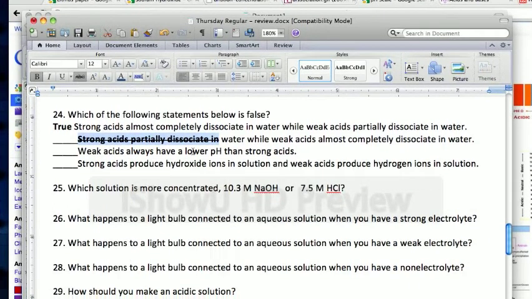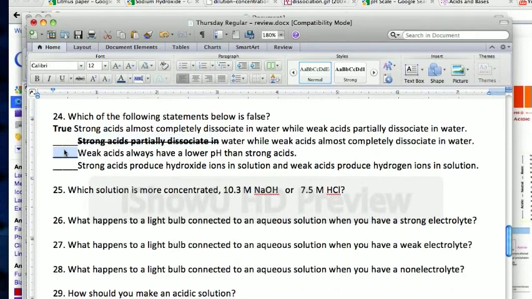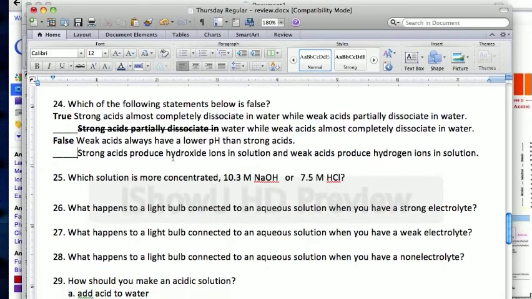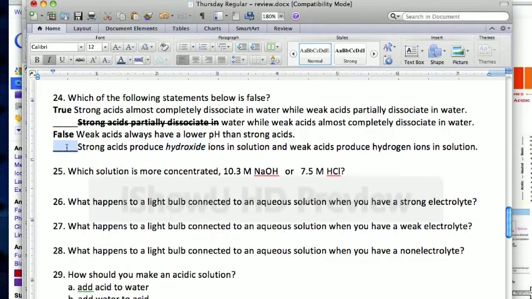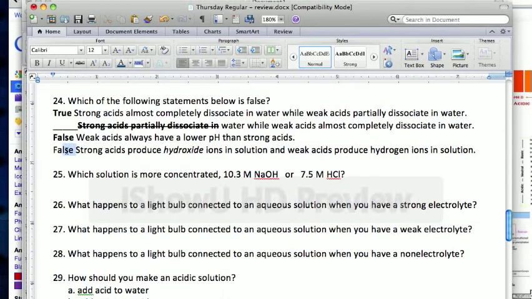Weak acids always have lower pH. That's also false. The pH is not determined by how strong or weak an acid is. And strong acids produce hydroxide. Hydroxide? No, hydroxide is for bases. So that is false.